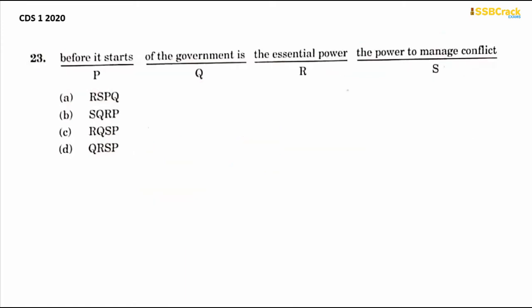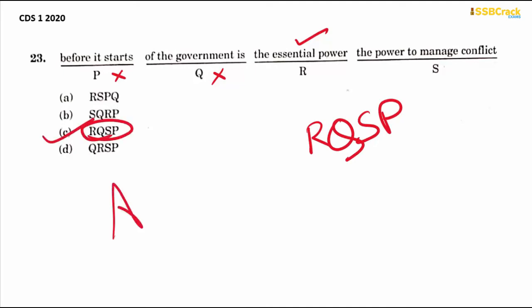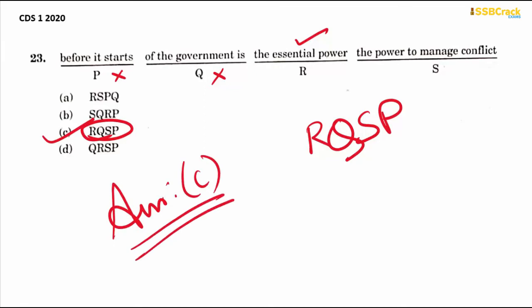Next sentence. We cannot again start the sentence with before it starts or of the government is. It should be either R or S. So let's start with the essential power only. The essential power of the government is the power to manage conflict before it starts. So the right combination therefore is RQSP, and it is option C. Therefore your answer is option C.